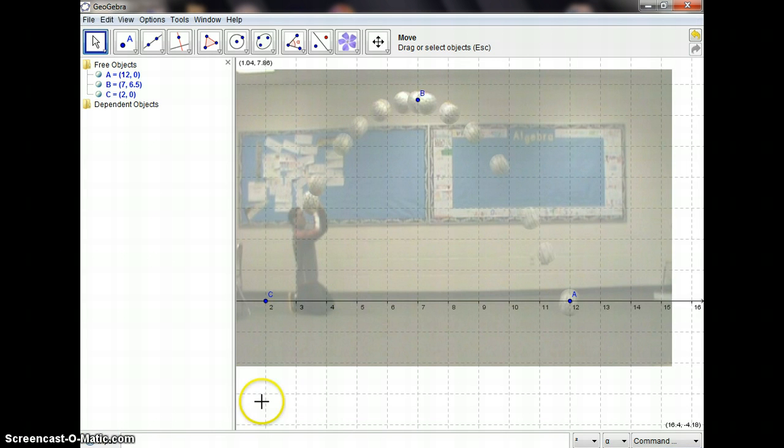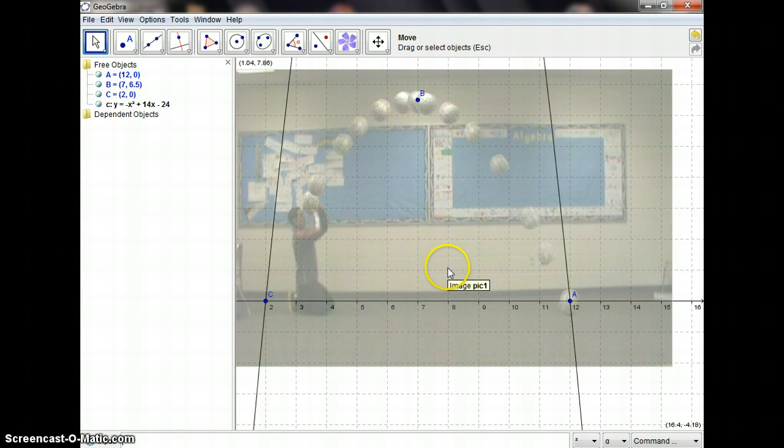When I pull this back up, I can type in that equation again. I can type it in using y equals negative x squared plus 14x and then minus 24. Now watch what happens to my parabola. That will go through the same x-intercepts, but when I hit enter, it's not going through my vertex, and it's not a part of my equation.